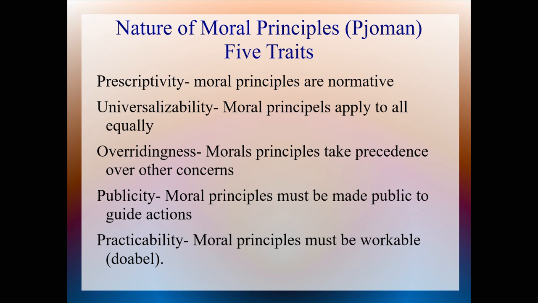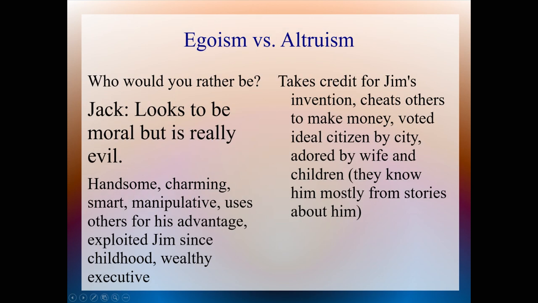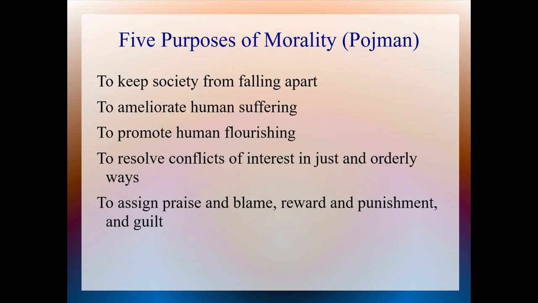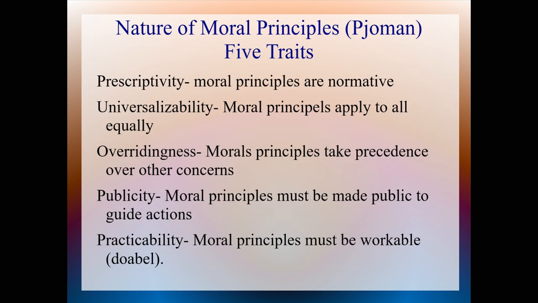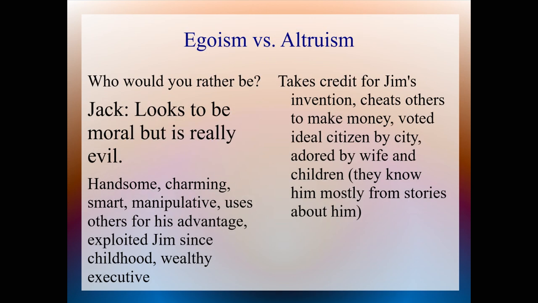They must be doable. So for a principle, according to Poyman, to meet the criteria of being a moral principle, it must satisfy these 5 traits. So those are, as we just looked at, purposes of morality, what it's supposed to do for us, and traits of moral principles. Those are the 2 things that we've just looked at now.